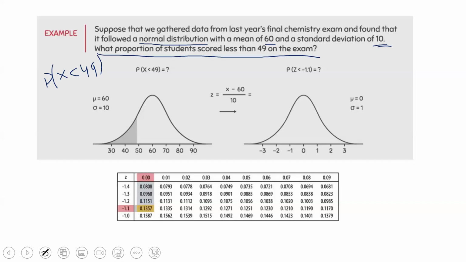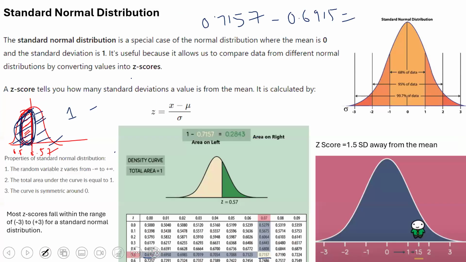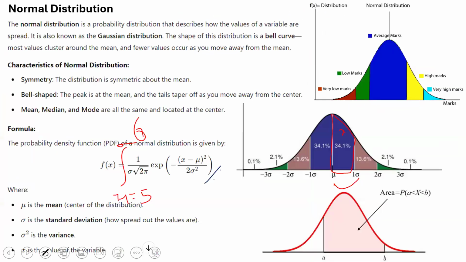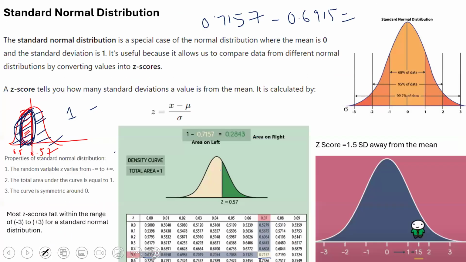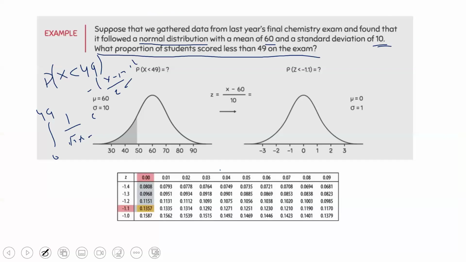Now, technically, what you have to do is find out this area. For that, you have to apply 0 to 49, 1 by the root of 2 pi into sigma, e to the power of minus (x minus mu) whole square by 2 into sigma square. That is the probability normal distribution, right? So you just have to integrate from 0 to 49.